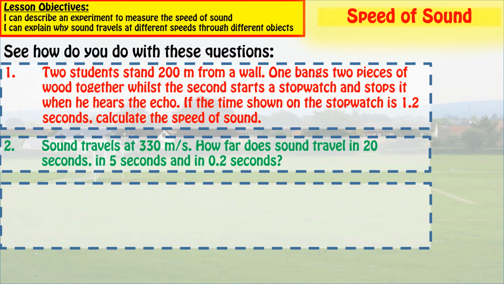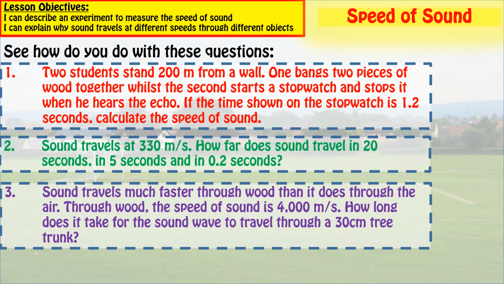Number 2, sound travels at 330 meters per second. So how far would the sound travel in 20 seconds, 5 seconds and 0.2 seconds? And number 3, sound travels much faster through wood than it does through the air. Through wood, the speed of sound is much higher, 4,000 meters per second. So how long does it take for a sound wave to travel through a 30 centimeter tree trunk?